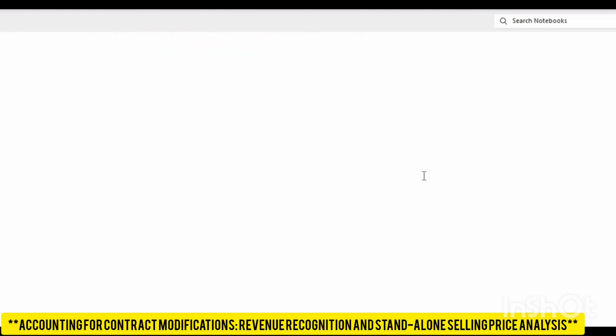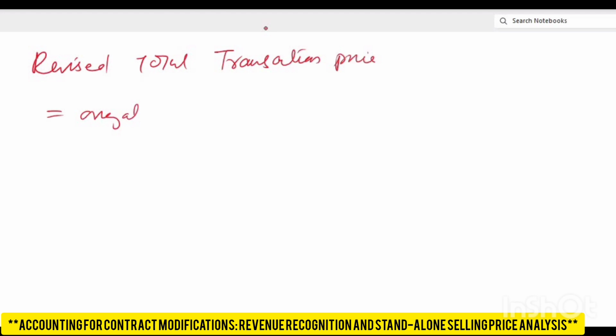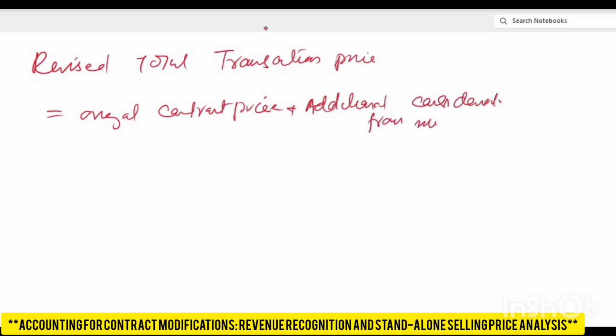Okay, so the revised total transaction price will be equal to the original contract price, clear, plus additional consideration from modification.